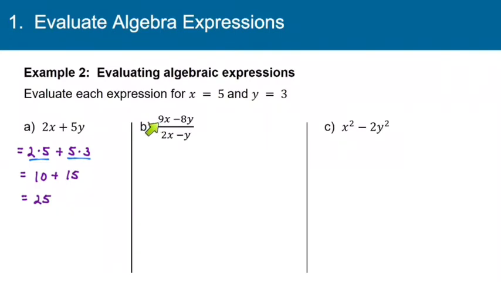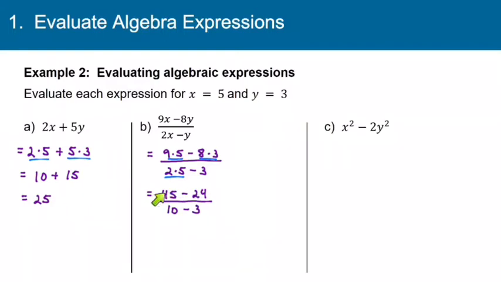So what I'm going to do is put 9 times 5 minus 8 times 3, and then my fraction bar, and then in the denominator 2 times 5 minus 3. Okay, we know that multiplication comes before addition and subtraction, so in each case I will do the multiplication. So 9 times 5 is 45, 8 times 3 is 24, in the denominator 2 times 5 is 10, and then we have our minus 3.